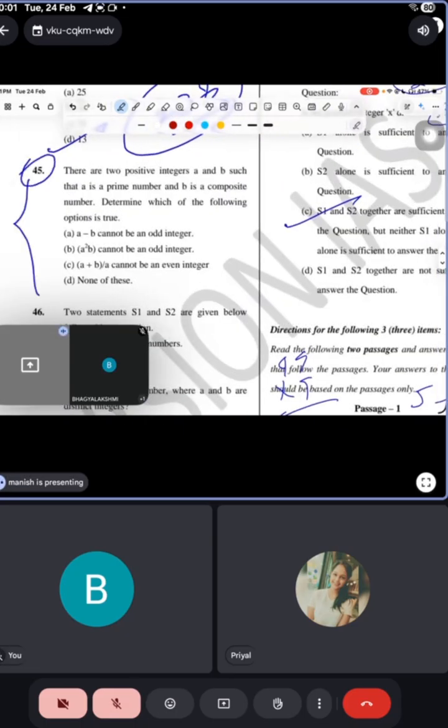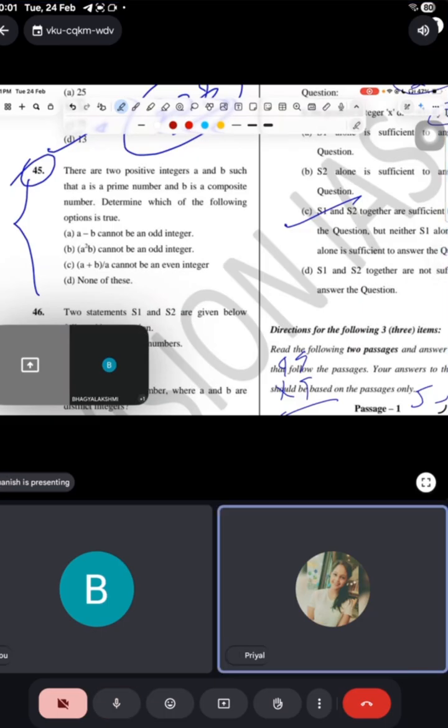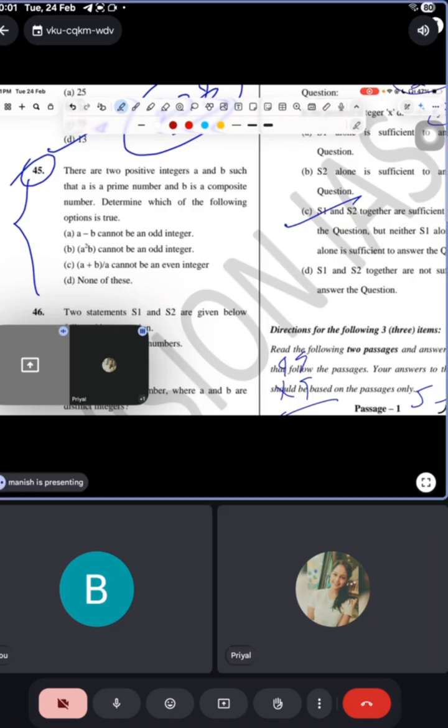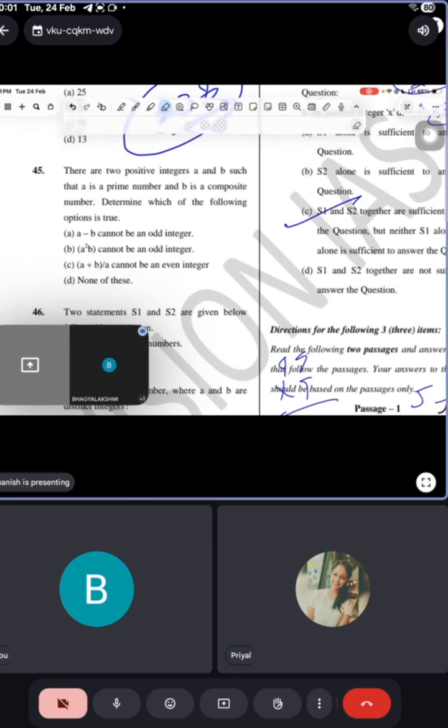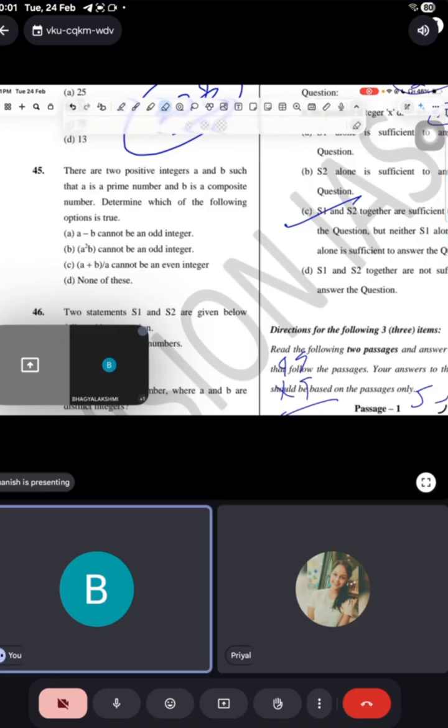Read this question, Priya. Question 45. There are two positive integers a and b such that a is a prime number and b is a composite number. Determine which of the following options is true. Tell me, Bhagya, what is the demand here? We have to take two numbers as examples and check the conditions here.